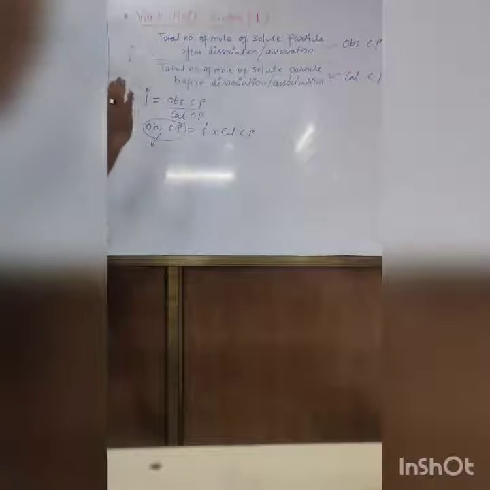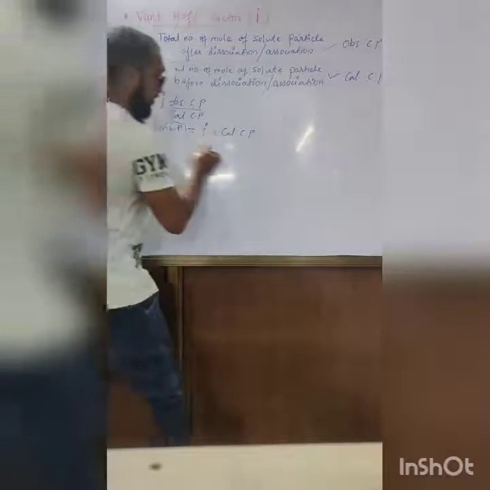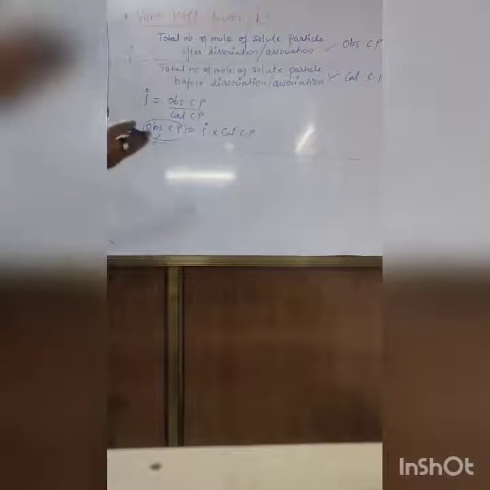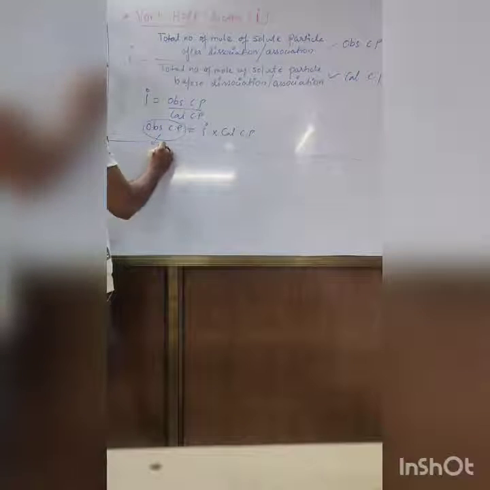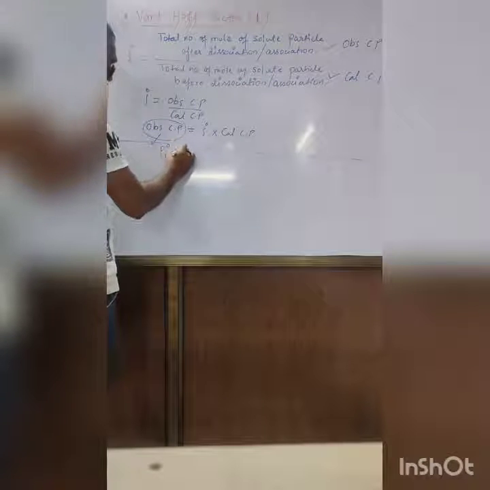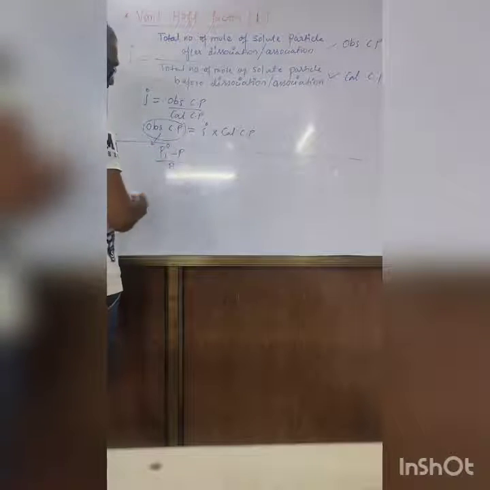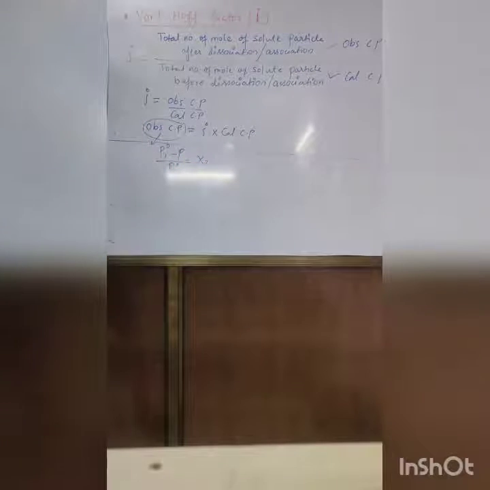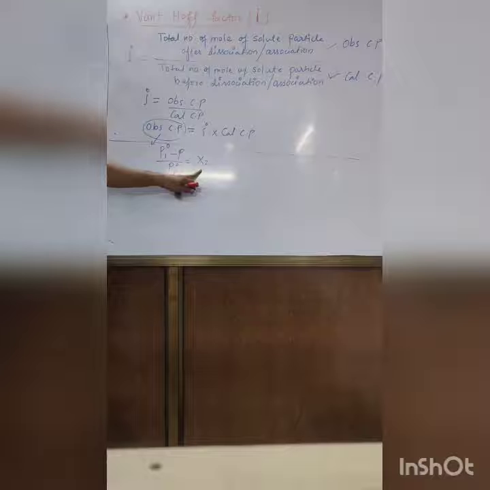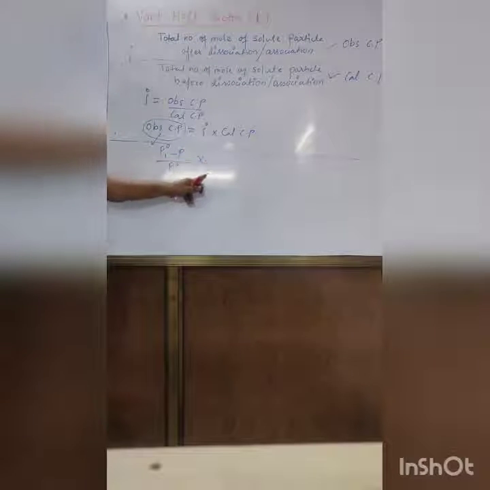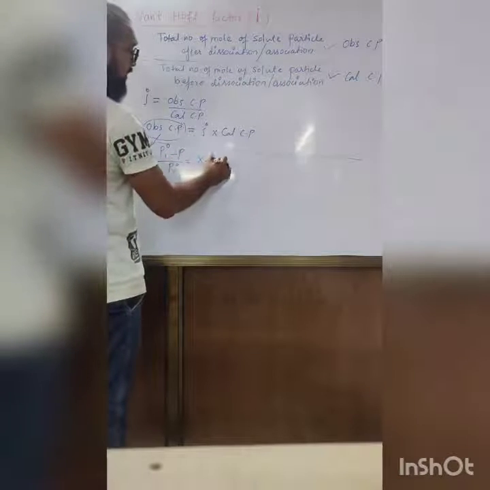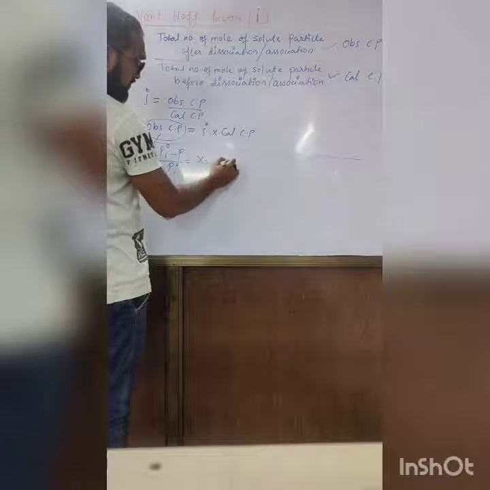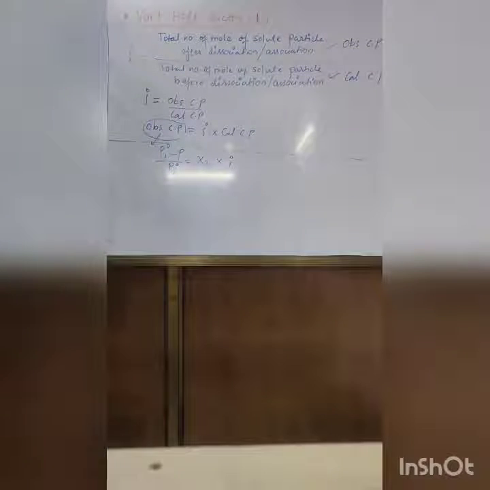Now we already discussed the 4 colligative properties, because the next topic is a modified form of colligative property. First, relative lowering of vapor pressure, (P10 minus P1) upon P10, is equal to X2. What is X2? That is the mole fraction of solute. So this is your calculated colligative property. If we multiply it by i, it becomes the observed colligative property.